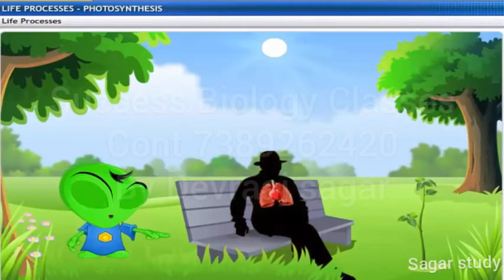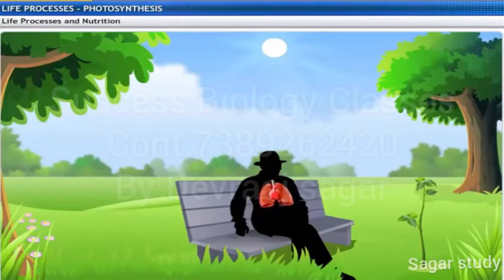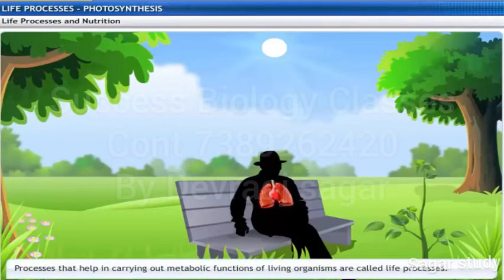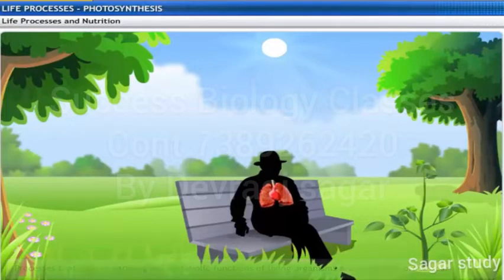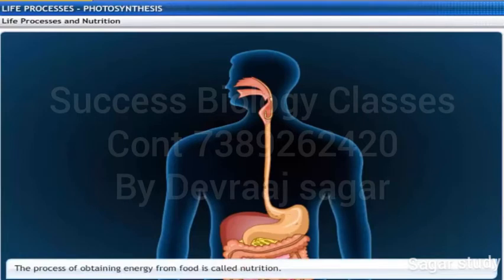I wonder, do the functions of living organisms stop when they are sitting or sleeping? Living organisms perform functions like synthesizing proteins and growing even while they don't seem to be doing anything specific. The processes that help in carrying out these metabolic functions are collectively called life processes. In order to perform these life processes, living organisms need energy. This energy is obtained from food. This entire process of obtaining energy from food is called nutrition.